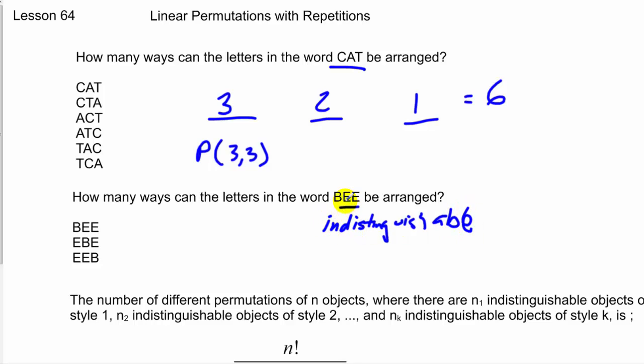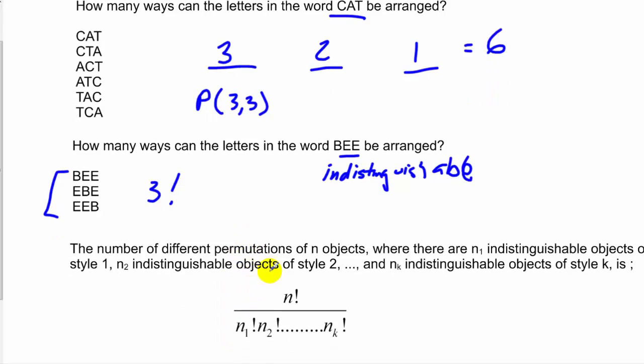So you can't tell the difference between one E and another E. And if that's the case, I've listed all the different possibilities here, and we only have 3 different arrangements. So what we've got is a new type of equation where the number of different permutations of n objects, where n sub 1 are indistinguishable objects, n sub 2 could be indistinguishable, and so on and so forth. The total number of permutations is n factorial.